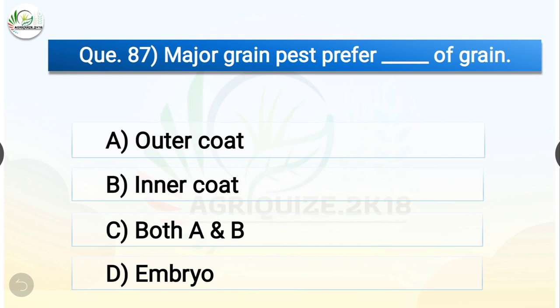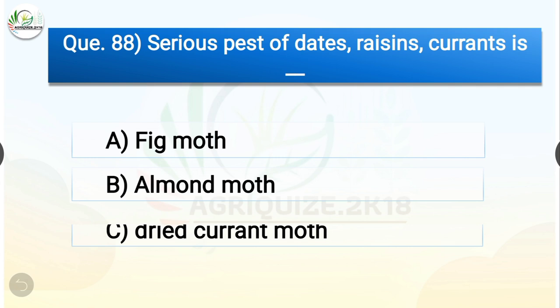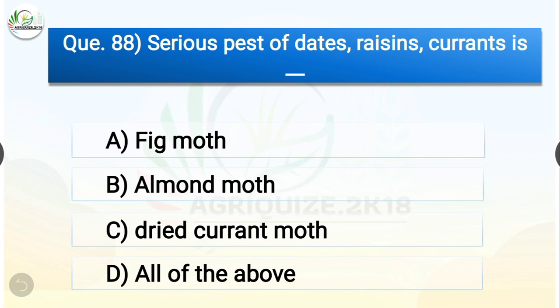So major grain pest prefer embryo of the grain. Question number 88. Serious pest of dates, raisins and currants is dash. The options are fig moth, almond moth, dried currant moth or all of the above. The correct answer is option D, all of the above. So serious pest of dates, raisins and currants is fig moth, almond moth and dried currant moth.